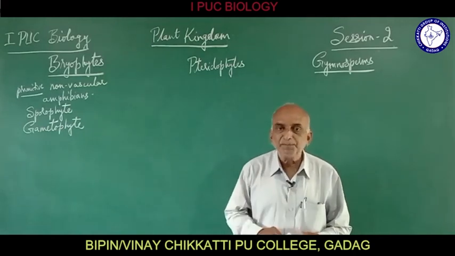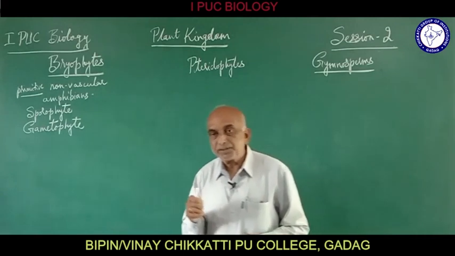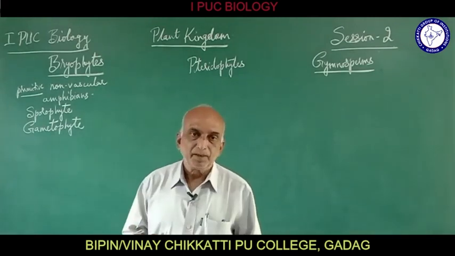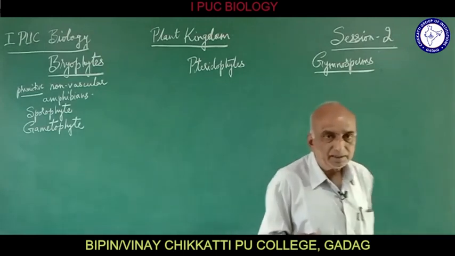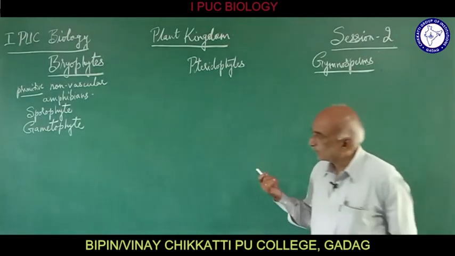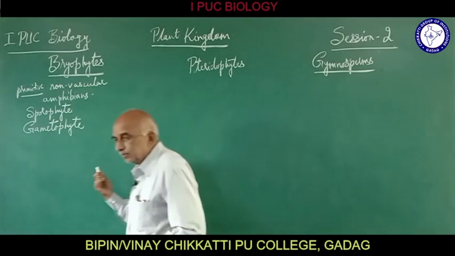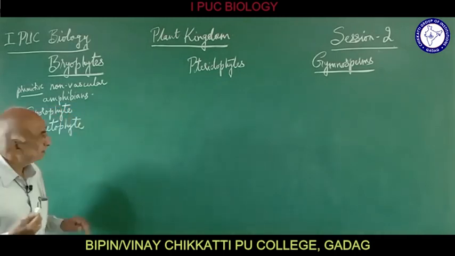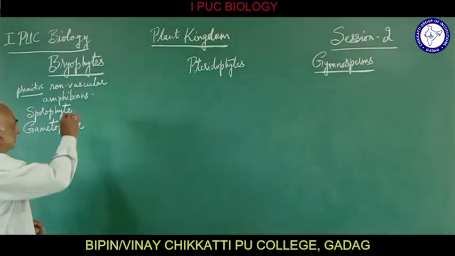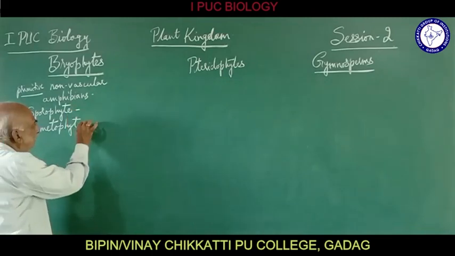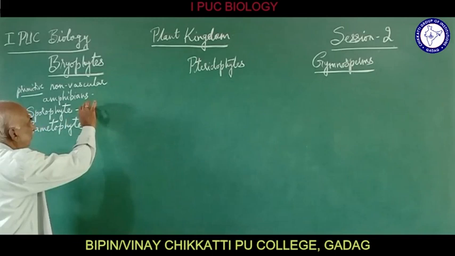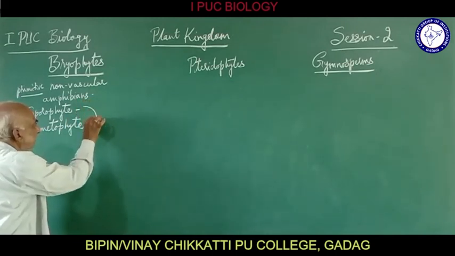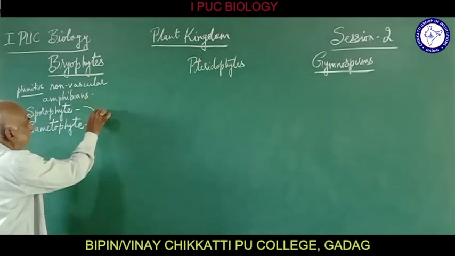Now Sporophyte means the part of the plant which produces spores. So it is asexual reproduction. The Sporophyte is the part which produces the spores and plays the role of asexual reproduction. Now how are the Sporophyte and Gametophyte present in the plant? The Sporophyte is completely dependent upon the Gametophyte.